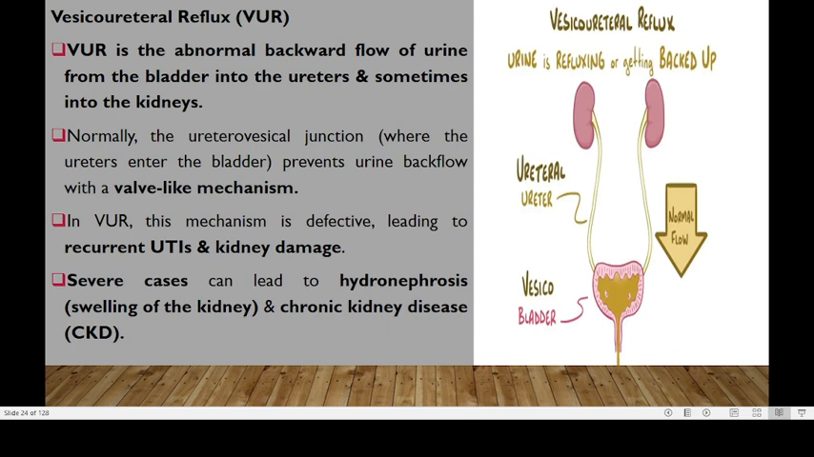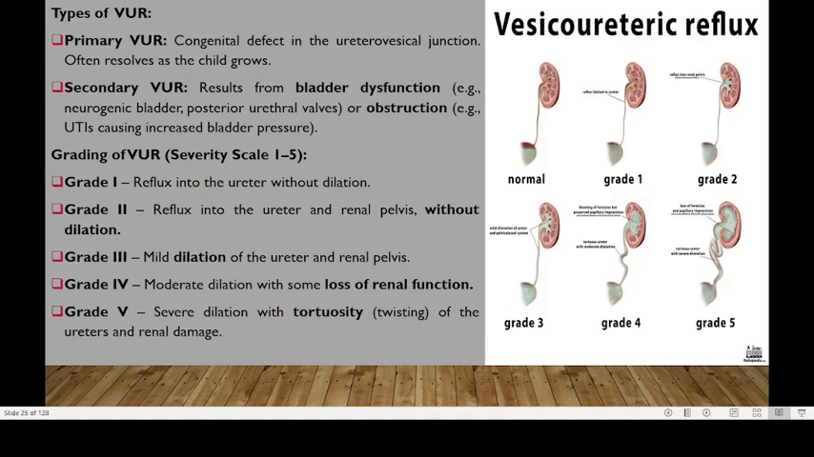Severe cases can lead to hydronephrosis, that is swelling of the kidneys, and chronic kidney disease. We have different types of vesicoureteral reflux. First, the primary vesicoureteral reflux, which is a congenital defect in the ureterovesical junction, often resolving as the child grows. Secondary results from bladder dysfunction, e.g. a neurogenic bladder, posterior urethral valves, or obstruction, e.g. a UTI causing increased bladder pressure.